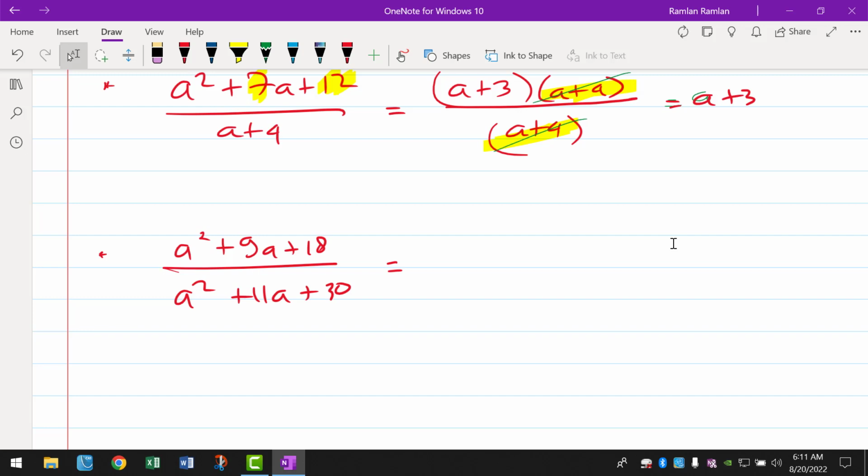Okay, again, guys, do not cancel like this. Do not do that. That is completely wrong. Okay, so you need to factorize them first so that they're being multiplied and the same factor can be canceled.